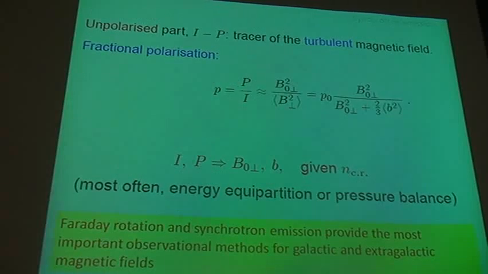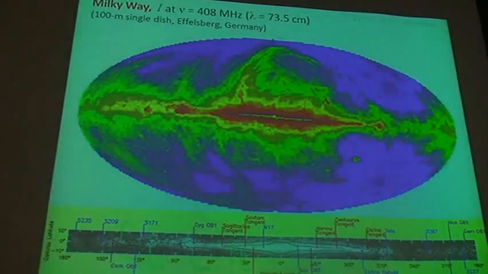Okay, fine. So, knowing the degree of polarization, ideally, we can estimate the ratio of the large-scale field to the small-scale field. And by the way, the result is that in the Milky Way, the small-scale b squared over the large-scale B squared is of the order of 3. So the magnetic field is dominated by the fluctuating component.